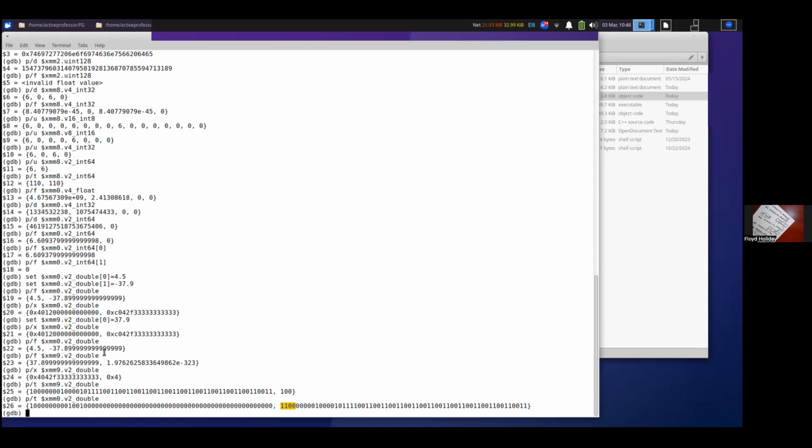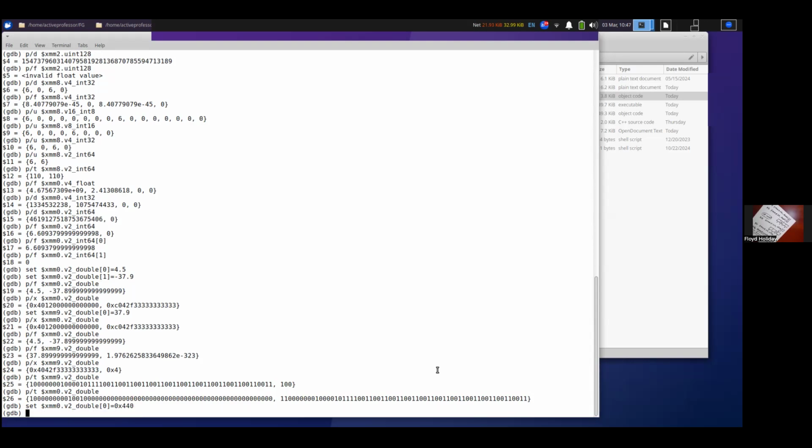I think you already know about changing values in XMM registers. Do we have to enter it in base 10? Let's find out. Set $xmm0.v2_double bracket 0 equals. Okay, let's go 0x400 or 440. That's around 1,000, I think.